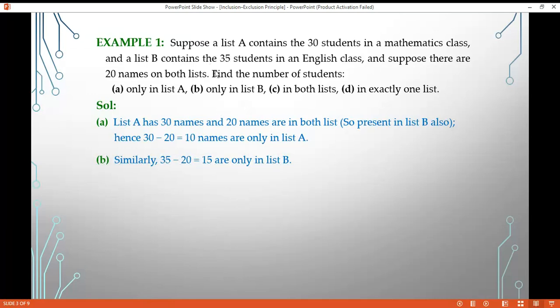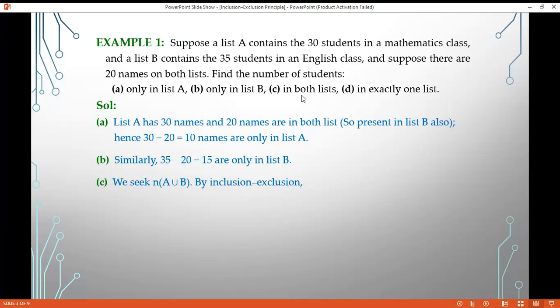Okay, now in the B part, we calculate only list B. So how many students are in list B only? That is 35 students, and the students in both A and B lists are 20. So we subtract 35 minus 20, then we get 15, and these 15 students are only in list B. Okay.